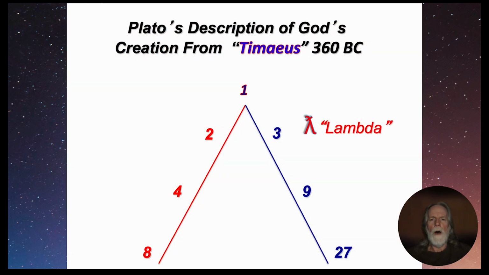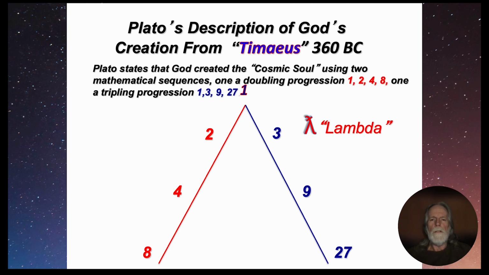Plato describes God's creation in the dialogue of Timaeus in 360 BC. Plato states that God created the cosmic soul using two mathematical sequences. One, a doubling progression of 1, 2, 4, and 8. One, a tripling progression of 1, 3, 9, and 27.